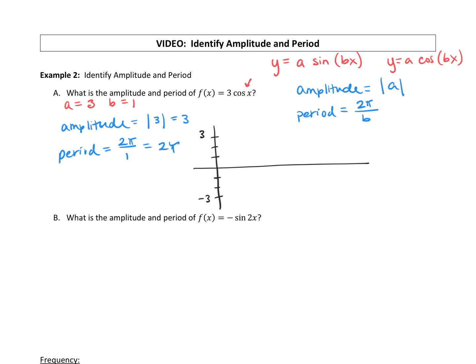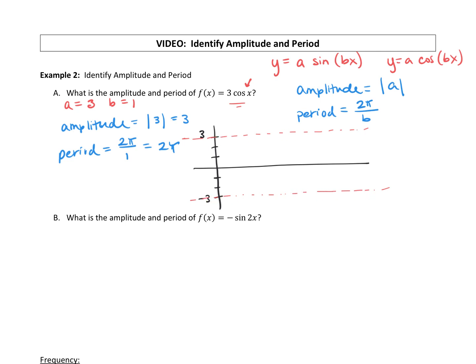So I'm just going to draw myself some guides. The entire sine or cosine curve, and this is a cosine function, is going to fit within those two horizontal lines.